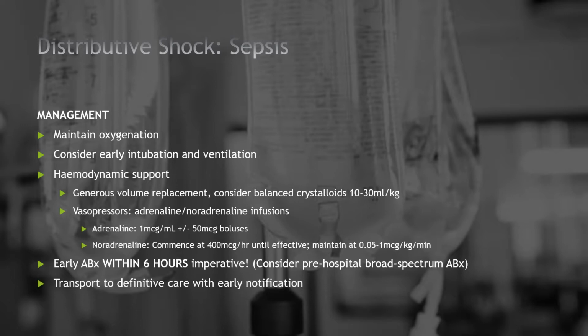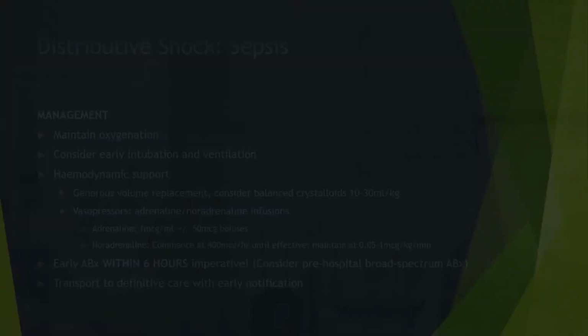Speaking of which, we need to transport to definitive care with an earlier notification. We need to make sure we go to a facility with an intensive care unit that can look after this patient. They can manage their ventilation, they can manage their inotrope needs, and also have access to all of the pathology and assessment skills that they need.